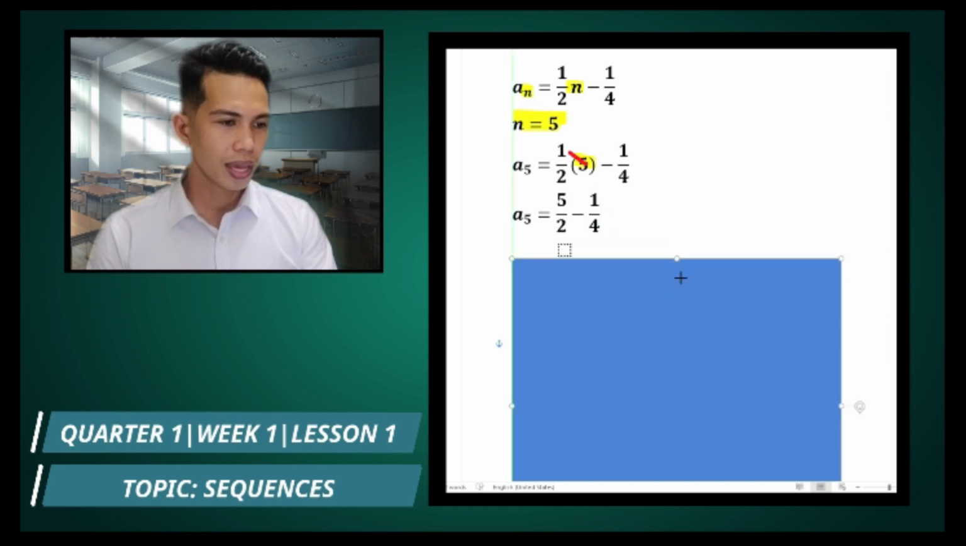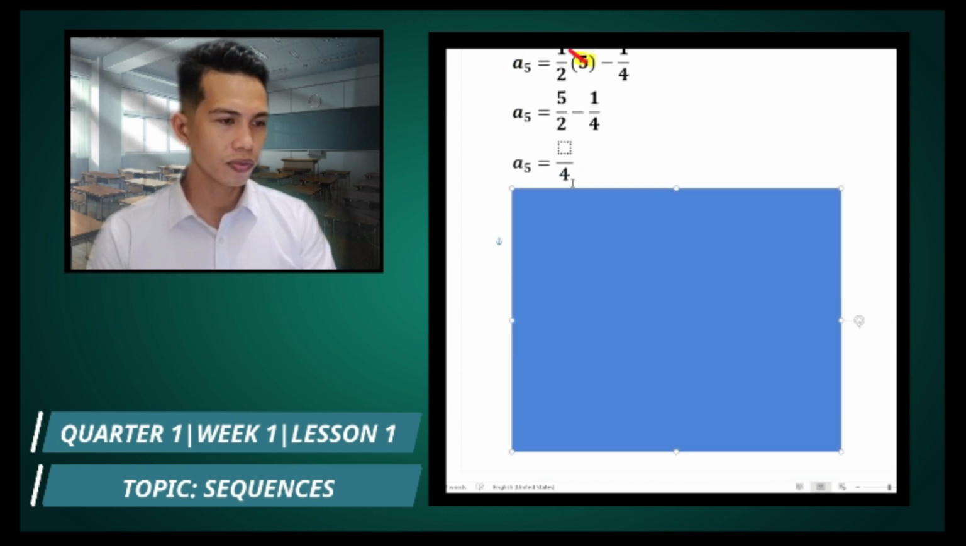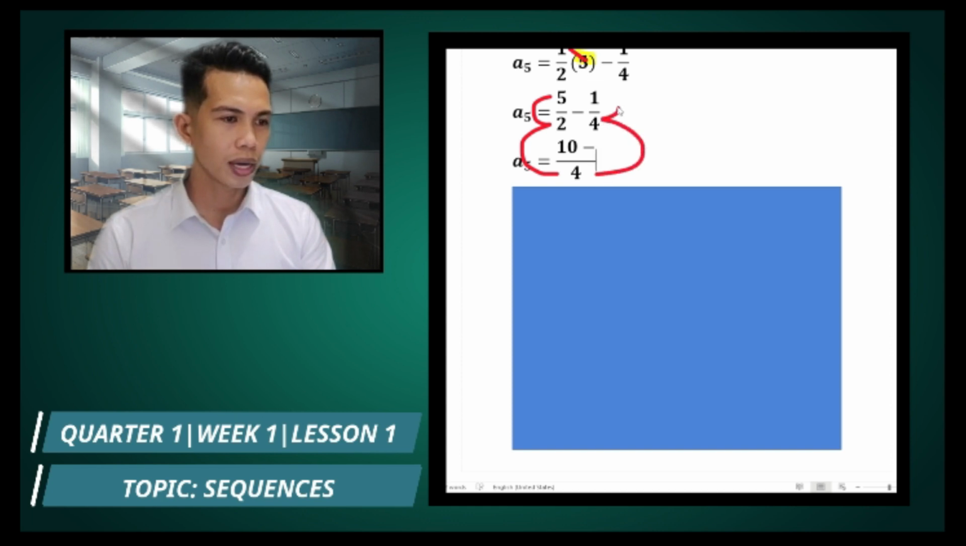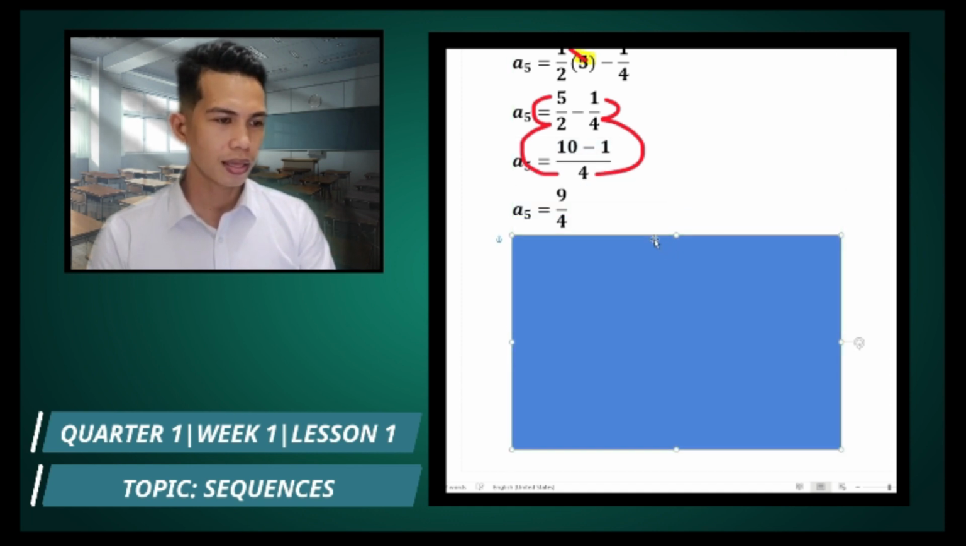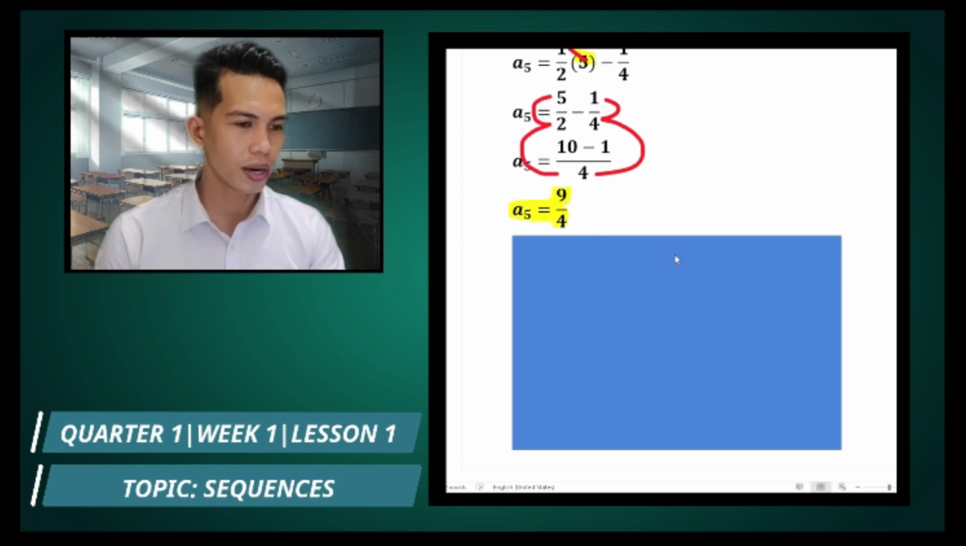And then get the LCD of 2 and 4, which is 4. And then do the process. 4 divided by 2, we have 2 times 5, we have 10. Then minus 4 divided by 4 is 1 times 1, we have 1. Now we have 10 minus 1, that is equal to 9 over 4. Our fifth term is 9 over 4.